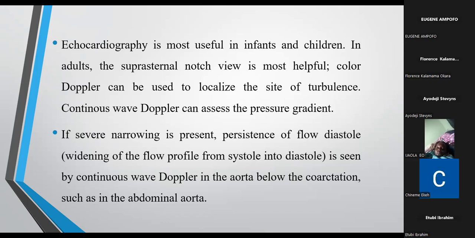Echo is the most useful in infants and children. In adults, the suprasternal notch view is the most helpful. Color Doppler can be used to localize the site of turbulence. The pressure gradient can be assessed with continuous wave Doppler. If severe narrowing is present, persistence of flow in diastole, that is, widening of the flow profile from systole into diastole, is seen by continuous wave Doppler in the aorta below the coarctation, such as in the abdominal aorta.